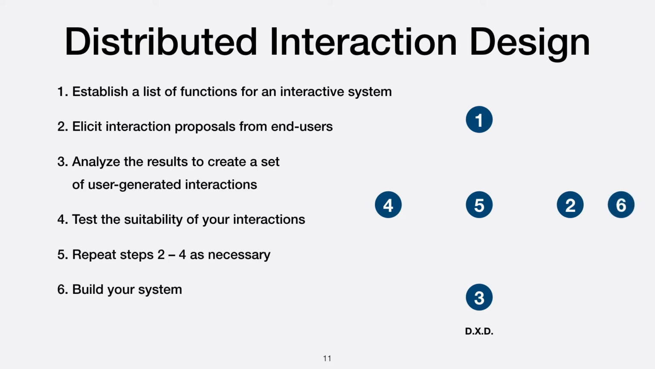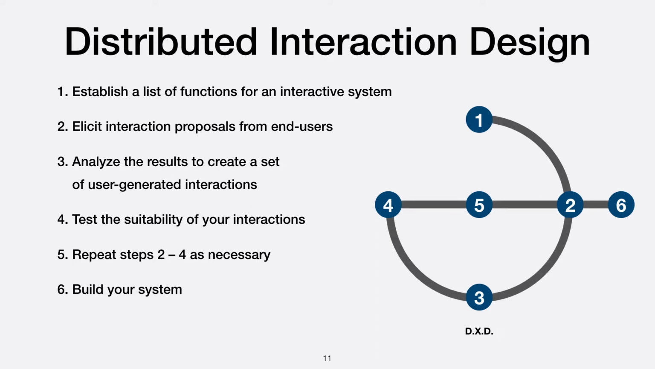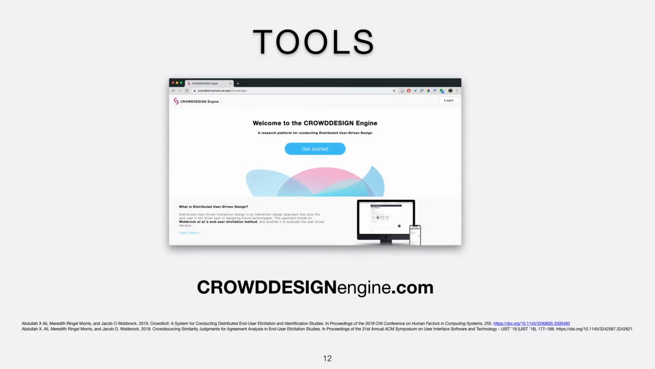And finally, you can proceed by either having your end results if you're working in the academic context, or building your system if you're actually going about building a product, and thus completing the 6-step D.X.D process. To do this, in my work, I have created a tool which is called the CRUD Design Engine, but this tool is a highly functioning research probe, so it's not a commercially available tool that anybody can use. I will talk more about the availability of this tool later on in this video.